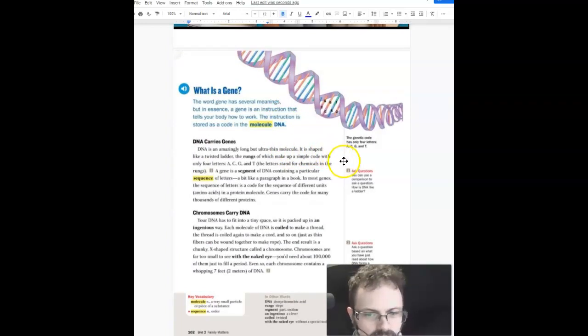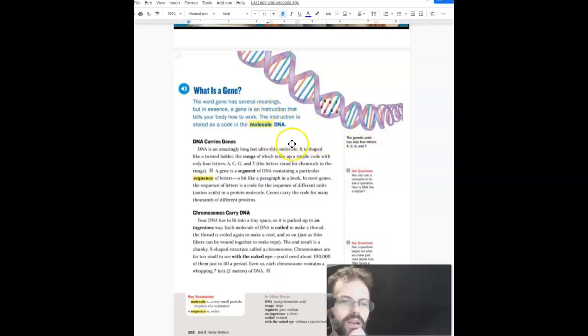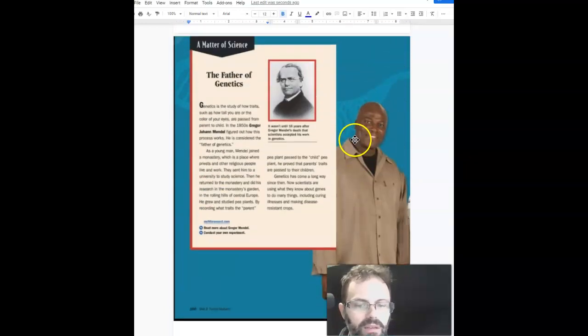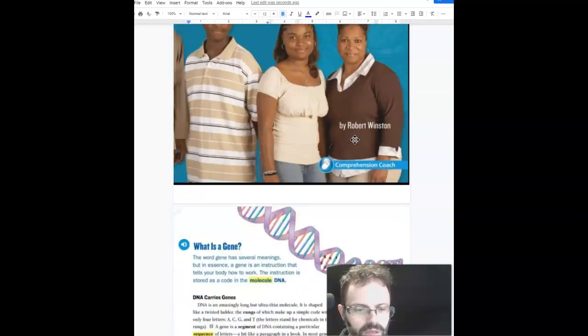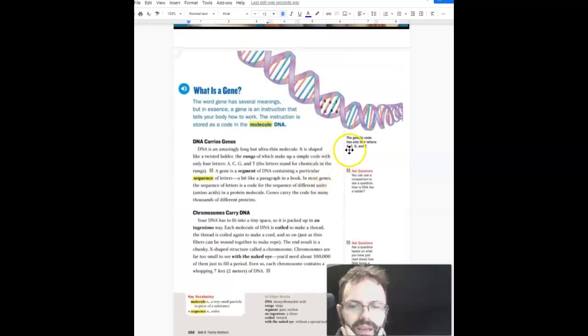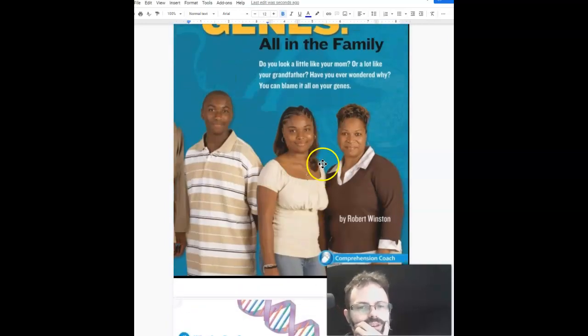So how about this caption? That's an easy one. Let's see. The genetic code has only 4 letters: A, C, G, T. Well, let's say I haven't read it yet. Let's ask a question about A, C, G, T. Okay? So let's see. Why did the author... Oh, what's the page? Page 102. Okay. A, C, G, T, page 102.